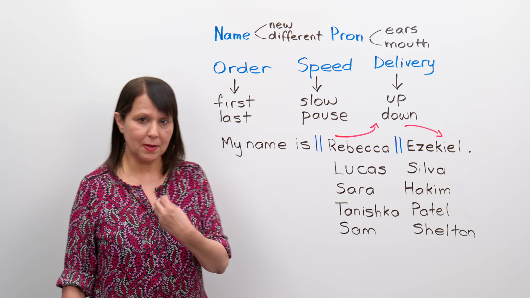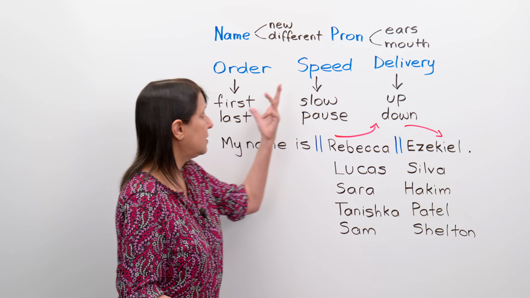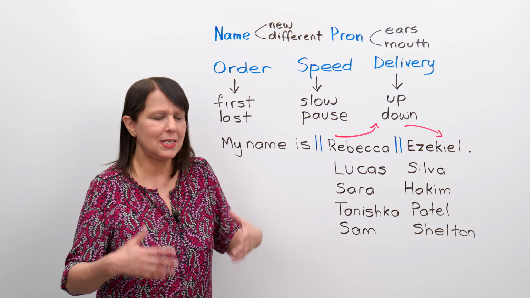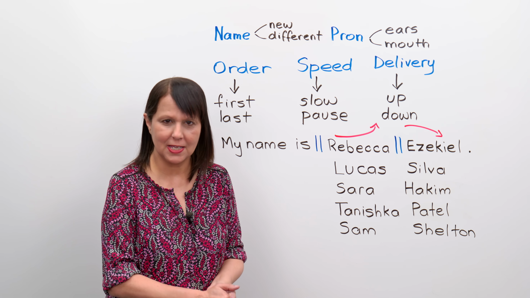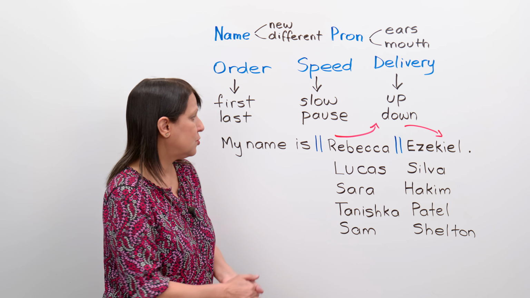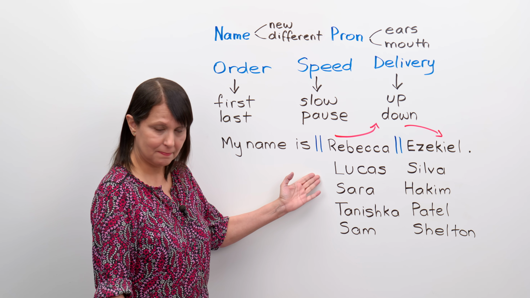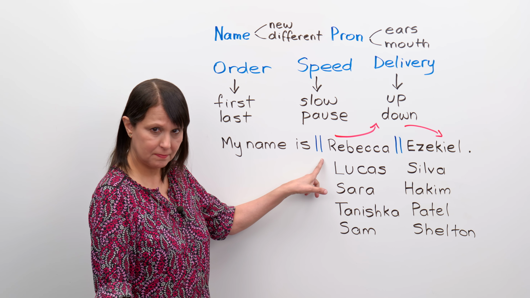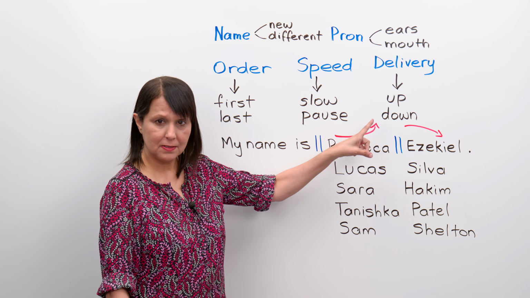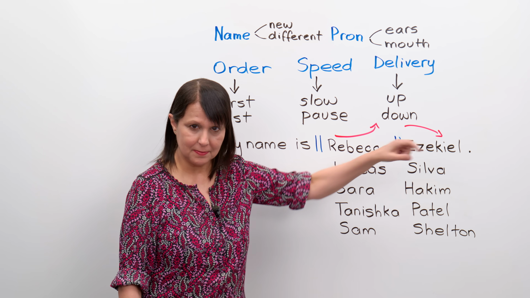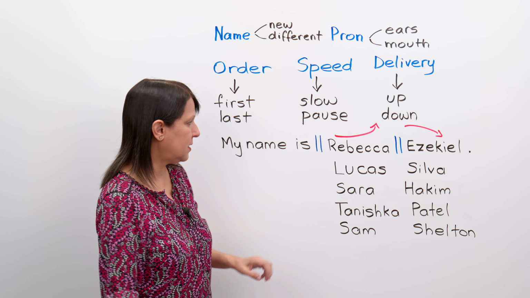So I'm going to start with my name. My name is also an unusual name. It's not a name that people hear or can say easily, right? So I would say something like this. My name is, pause, Rebecca Ezekiel. So what did I do?